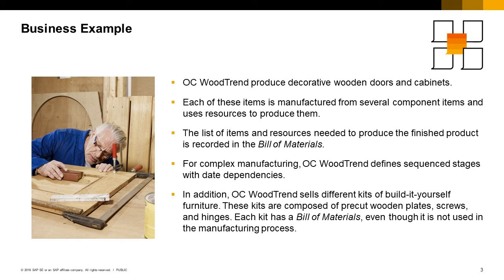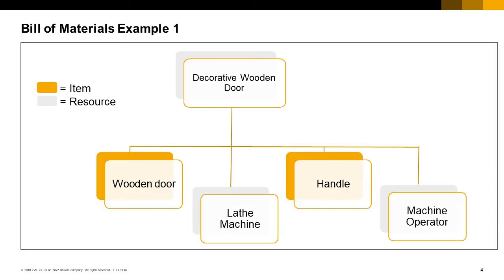In addition, OC Wood Trend sells different kits of build-it-yourself furniture. These kits are composed of pre-cut wooden plates, screws, and hinges. Each kit has a bill of materials, even though it is not used in the manufacturing process. Let us try to understand the bill of materials concept by using the following example.